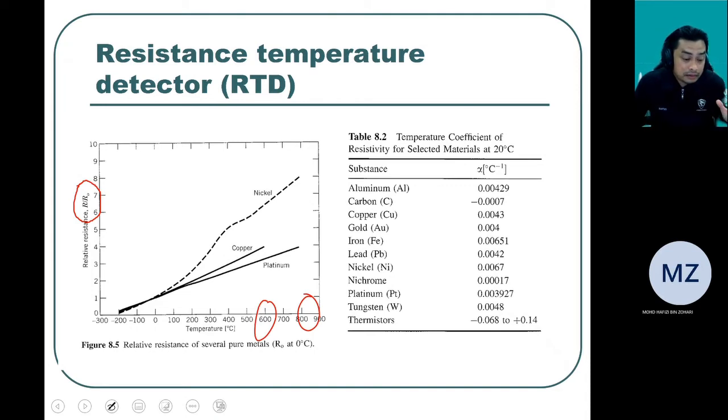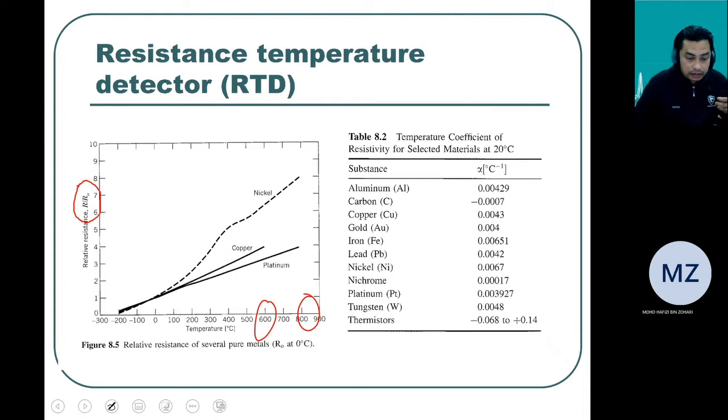Nickel, yes, it can go up to 800, but it also has a very high slope, showing a very high relative resistance compared to the temperature. But the problem with nickel is it has a bump, so we have uncertainties at about 300 to 400, 500 degrees C.